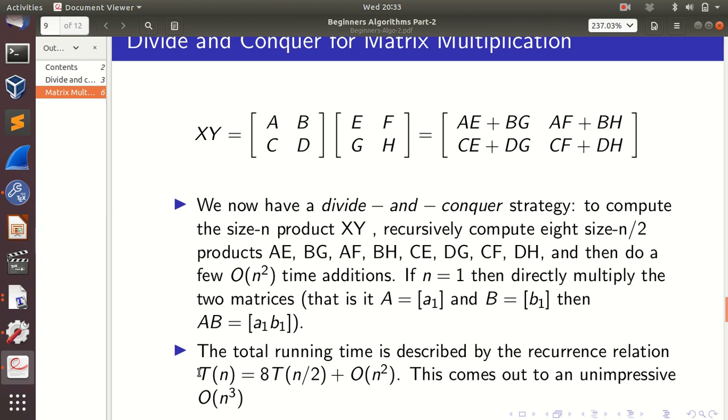So you can see the time T(n) is equal to 8 times T(n/2) plus order n square. T(n/2) because the original size was n cross n and now the size is n by 2. So the size, you can say, in one dimension has decreased by 2. So if our time is dependent on n, then for the smaller problems it will be dependent on n by 2. So it's T(n/2), and since we have 8 such problems, it will be 8 T(n/2) plus order n square, because we have order n square times addition.